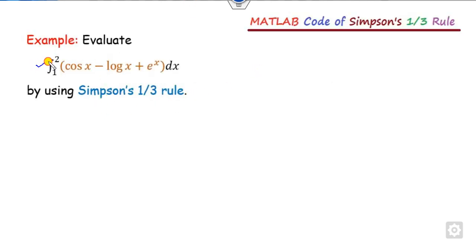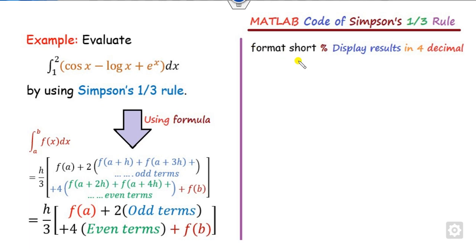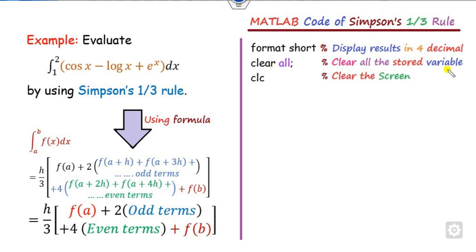I can explain this with the help of this function, but you can replace it with your own desired function. Our task is to write this function into our MATLAB file. How can we start? You can first start with format short if you want to display your result up to 4 decimal places. If you want to display the result up to 16, 18 or more, you can replace the word short with long, format long. After that you have to clear all variables and clear the screen.